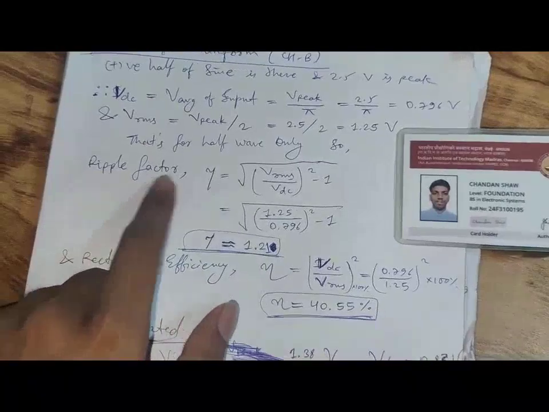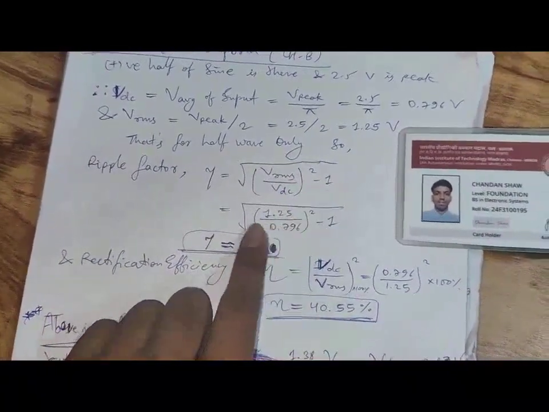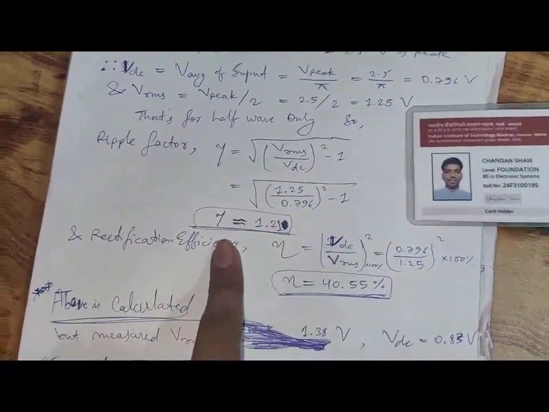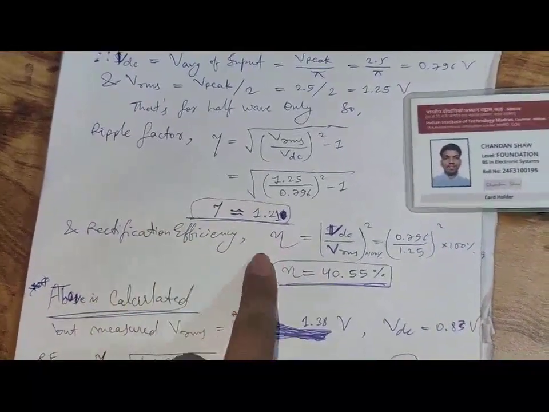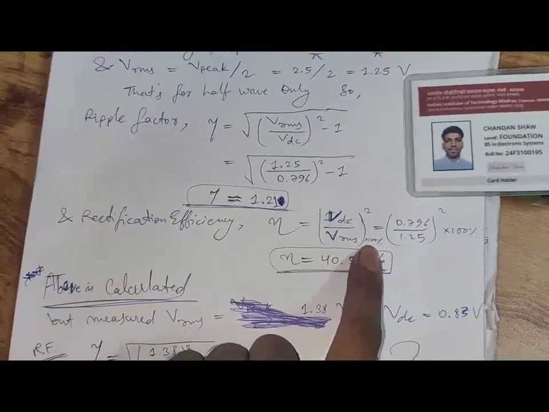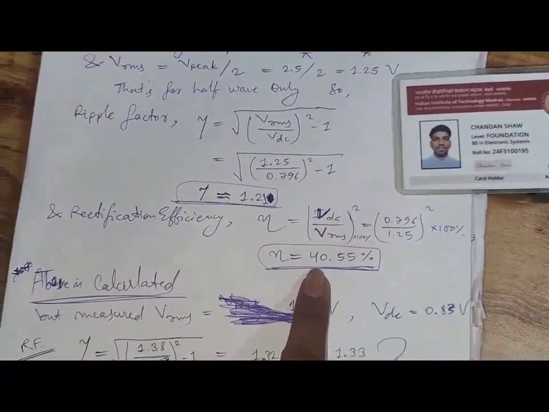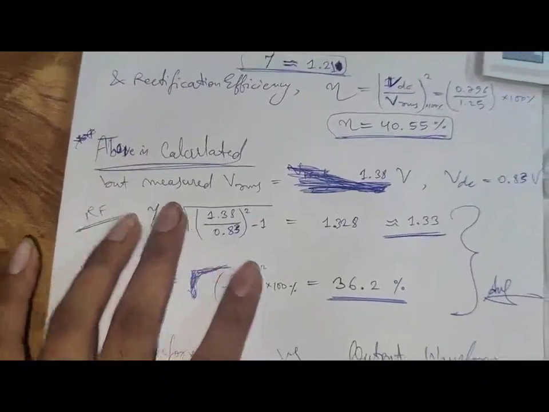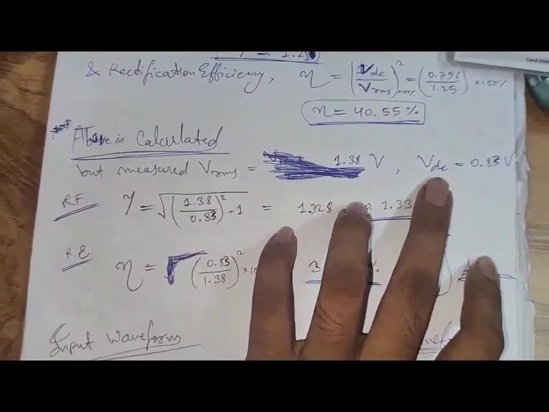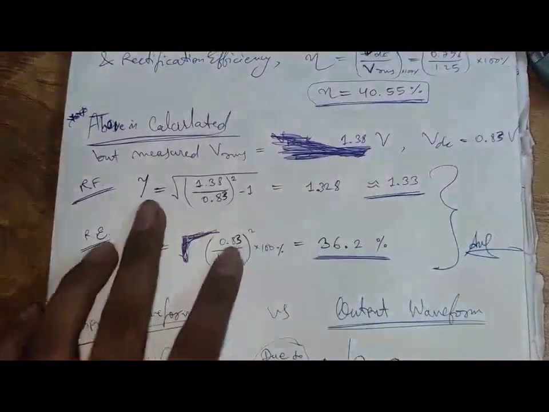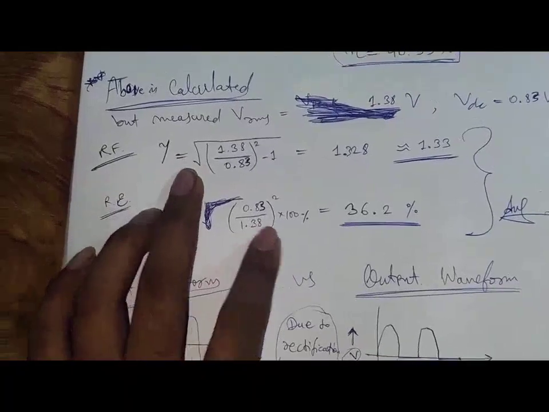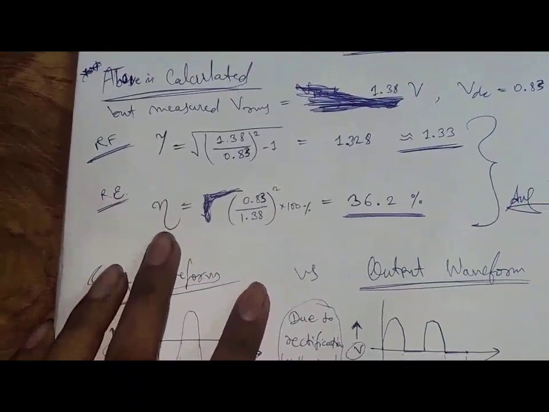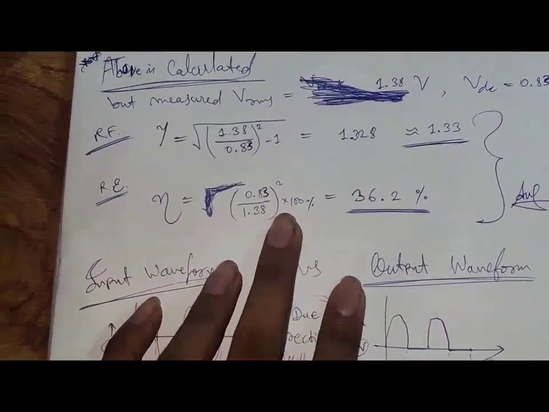Now for the ripple factor, we calculated using the formula square root of (VRMS by VDC) whole squared minus 1, and the ripple factor is 1.21. The rectification efficiency we calculated using this data is 40.55%, and the above is the calculated value. But the measured VRMS is 1.38 and VDC is 0.83 volt, and the ripple factor this time is 1.32, and the rectification efficiency comes to nearly 36.2%.